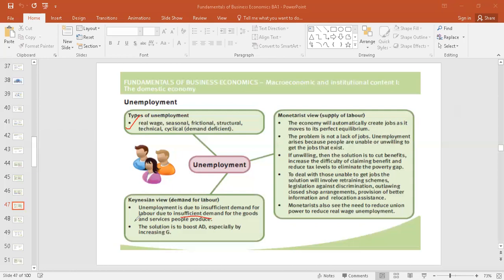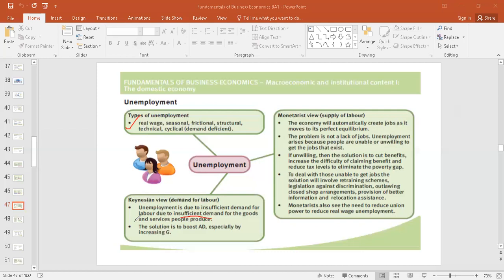So the solution is to cut benefits and increase the difficulty of claiming benefits. Only when they work can they be entitled to receive the benefit. And reduce tax levels to eliminate the poverty gap. That is how activity can be boosted in an economy. When the activity increases, automatically the unemployment problem also resolves. So to deal with those unwilling to get jobs, the solution involves cutting down on the benefits, and only when they work will they be entitled to receive the benefit. Some such measures are taken so that unwillingness can also be resolved.